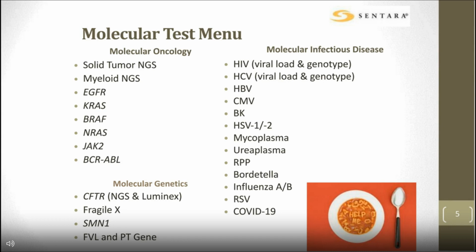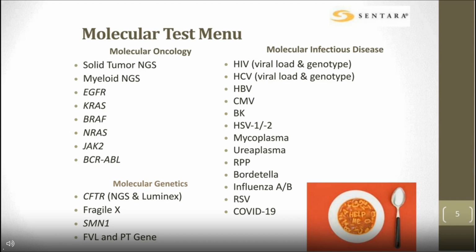But for today, we're going to be focusing on our molecular oncology work, particularly with our next generation sequencing profiles for solid tumor and myeloid analysis. But we do offer some single gene testing for solid tumor: EGFR, KRAS, BRAF, NRAS, and some myeloid heme testing as well for JAK2 and BCR-ABL.